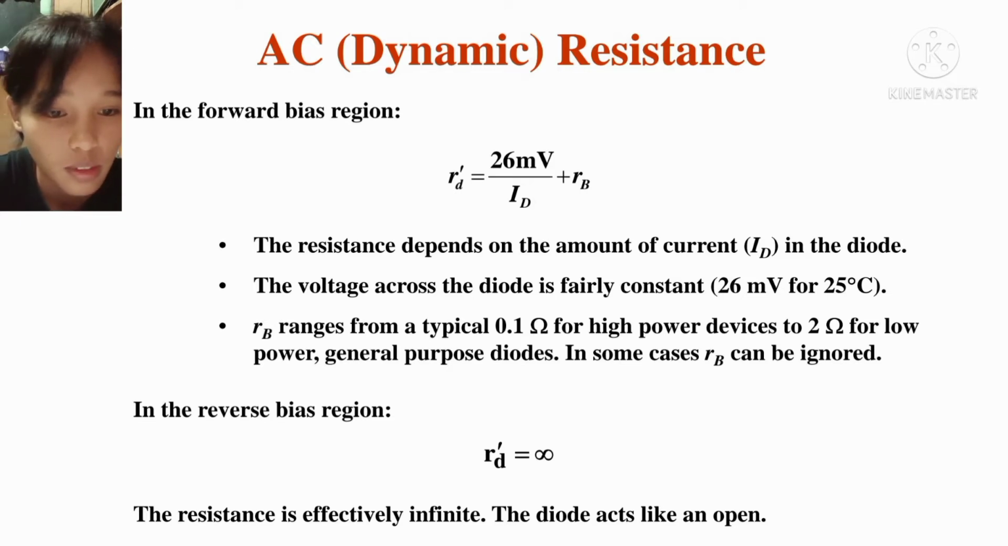In the reverse bias region, RD is equal to infinity. The resistance is effectively infinite. The diode acts like an open.